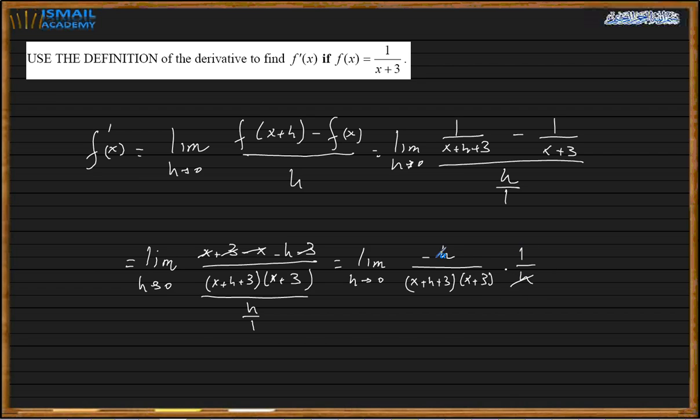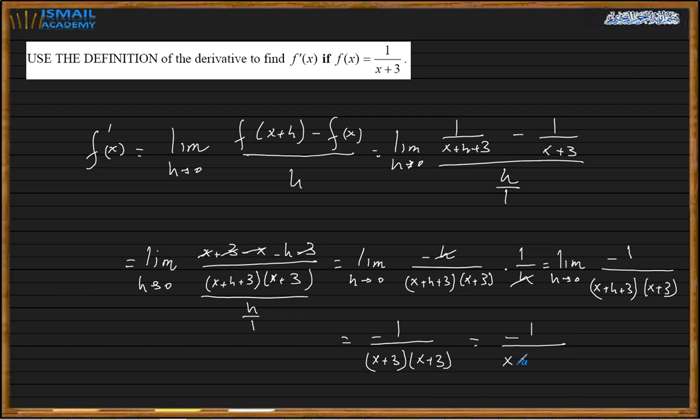So here I cancel the h. What's left is the limit of minus 1 over x plus h plus 3 times x plus 3, and here when h goes to 0, I substitute h by 0, I end up having minus 1 over x plus 3 times x plus 3, which is minus 1 over x plus 3 squared. And this will be the derivative of 1 over x plus 3.